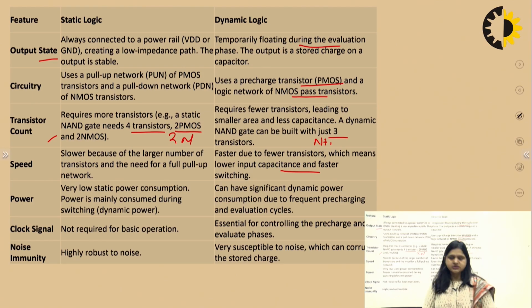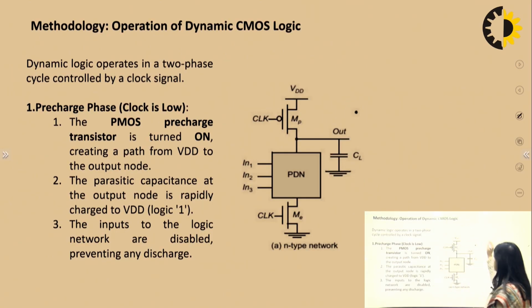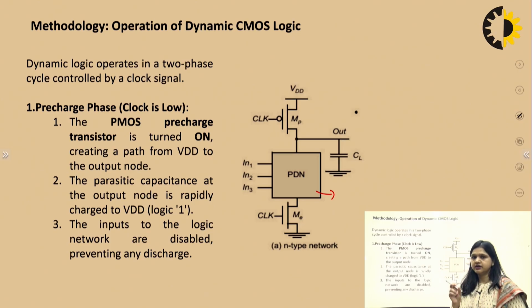If I talk about the noise immunity, noise immunity is also very high in case of static, but dynamic circuits are very susceptible to noise. So this is the general structure of the dynamic logic circuit, where you can see that this is the PDN. Here we can implement any logic expression with the help of N type of transistors, because this is an N type network. So the PDN is made up of N type of transistors like NMOSes, whereas this is known as the precharge transistor MP, and this is PMOS, and here clock signal is applied.